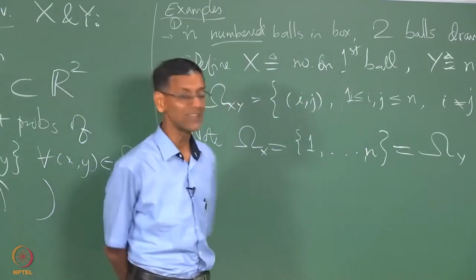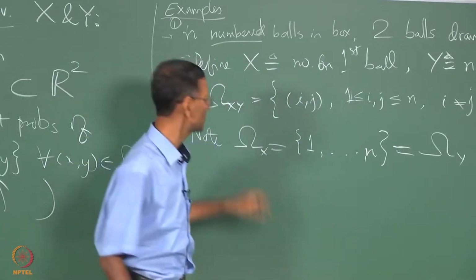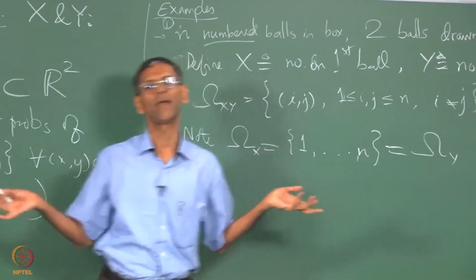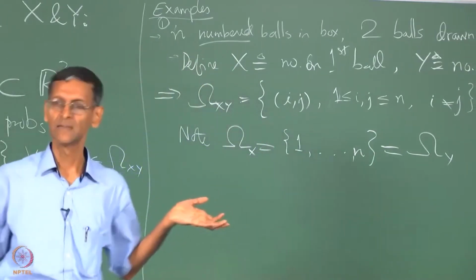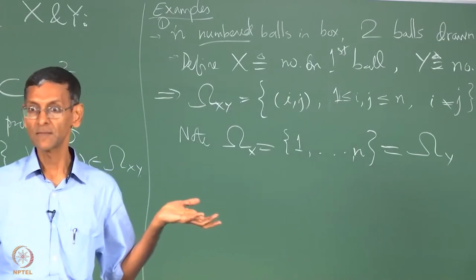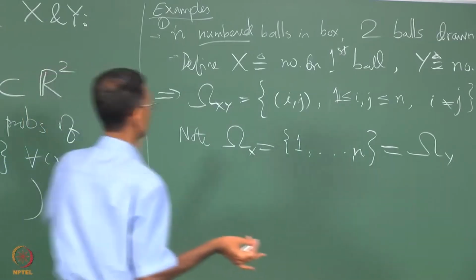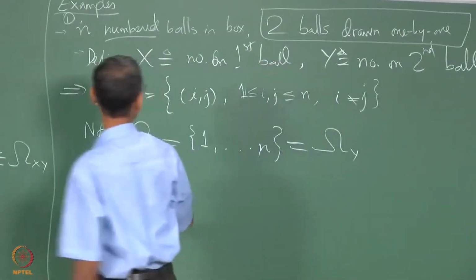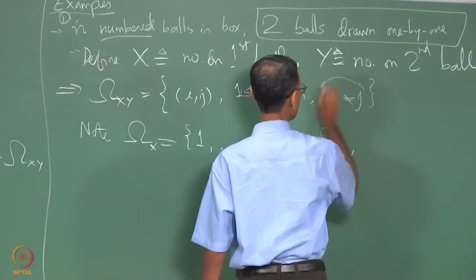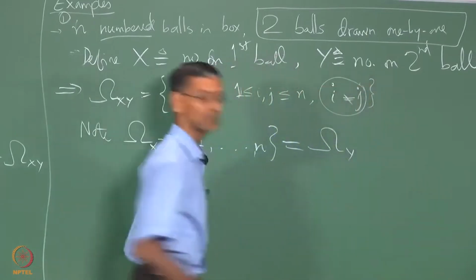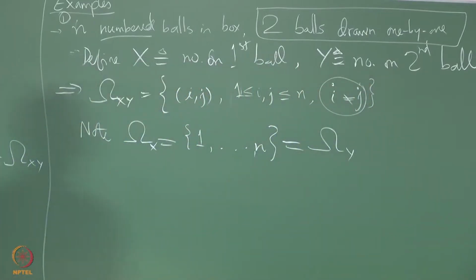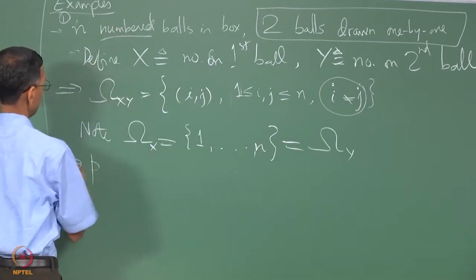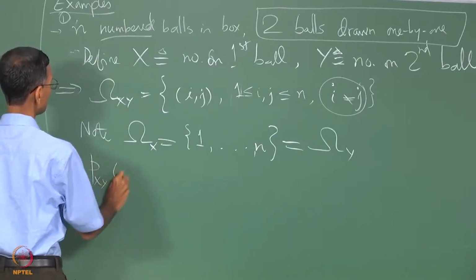In fact, if you did it with replacement, you threw the ball back, then you would still get the same omega x and omega y, but omega xy will be every possible pair. You can even get ii when you do it with replacement. But I have said here clearly you are drawing it without replacement one by one. So that clearly tells you that i cannot be equal to j. So what is the probability for this case? Which implies that pxy of i comma j.